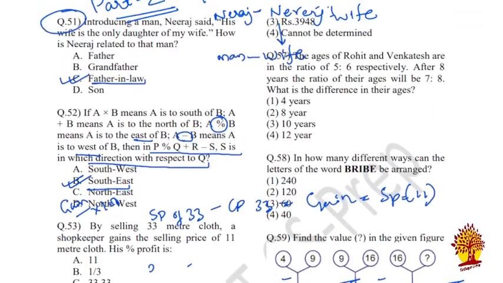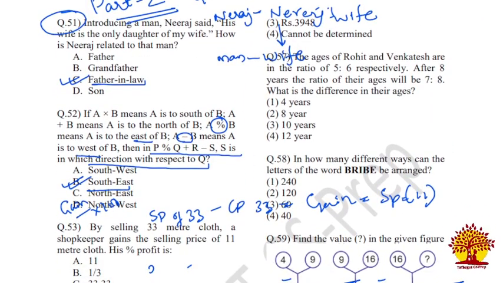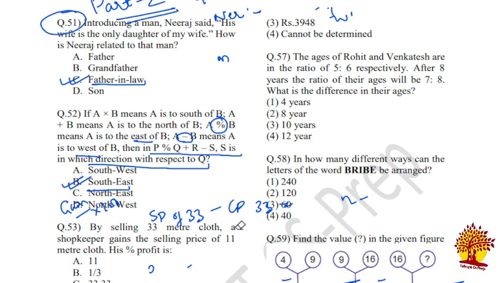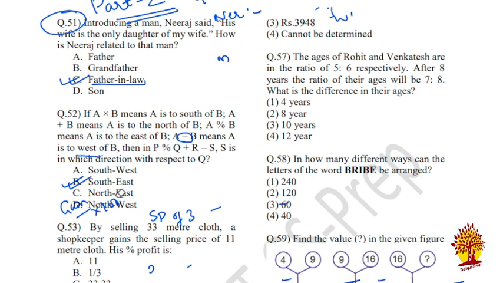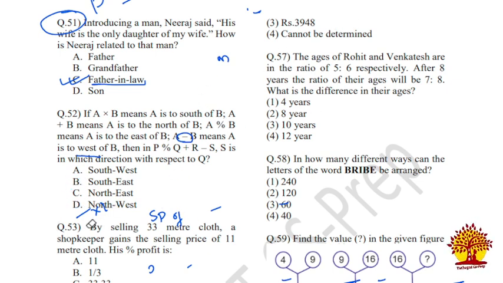Next one, 57th question. The ages of Rohit and Venkatesh are in the ratio of 5:6. After 8 years, the ratio of their ages will become 7:8. What is the difference between their ages?